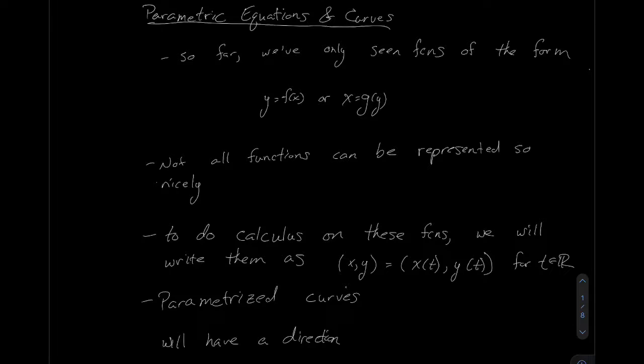(x, y), each point on the plane, is equal to (x(t), y(t)), where x and y depend on some parameter t, for some t in the real numbers. Now, parametrized curves, since t ranges, our curve actually has a direction, and that direction is going in the direction of increasing t.